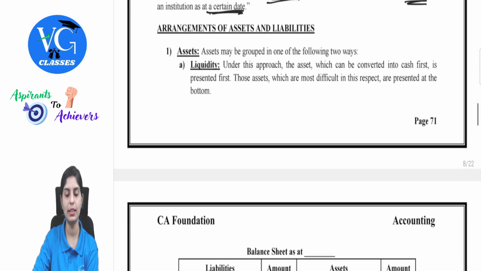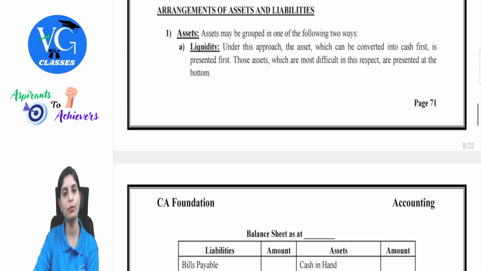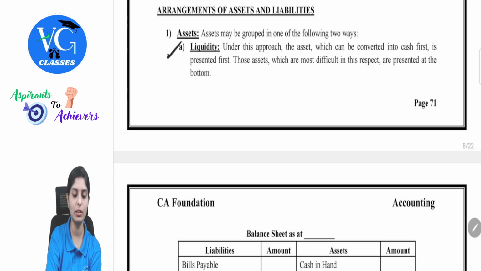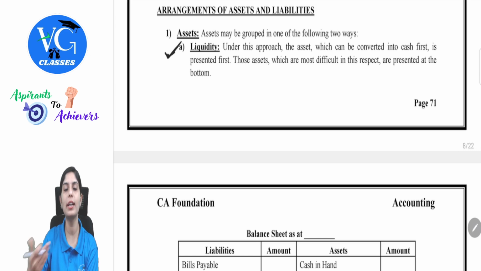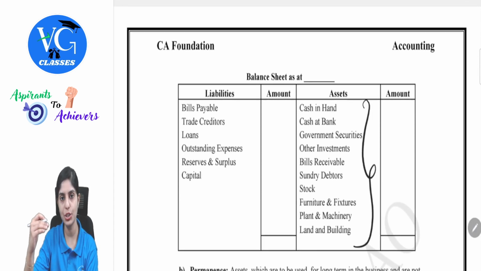That's why it is presented on a certain date. Arrangement of assets and liabilities: there is an order in which you have to arrange the respective assets and liabilities. We will first understand this for assets. Assets may be grouped in one of the following two ways. First is based on liquidity, that is how quickly you can convert it into cash. Based on liquidity, the assets are arranged starting from cash in hand, cash in bank, then all those investments. At the end they have fixed assets, because this is presented on a liquidity basis. That is how quickly it can be converted into cash.